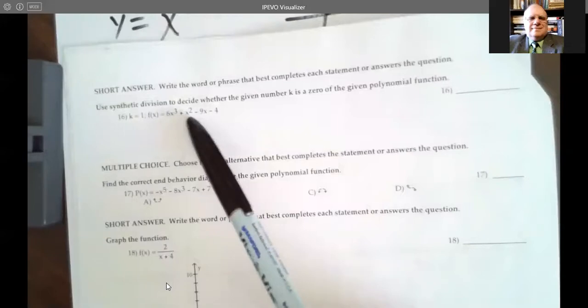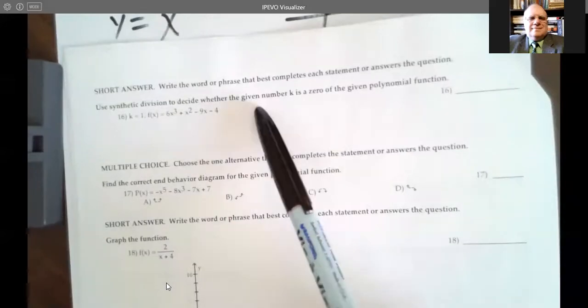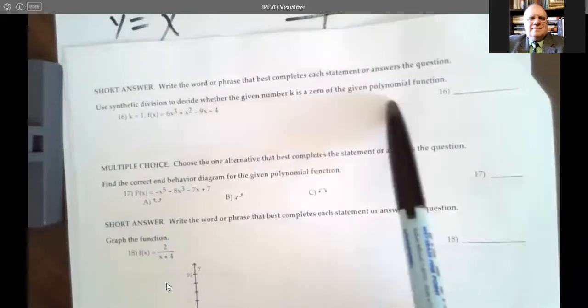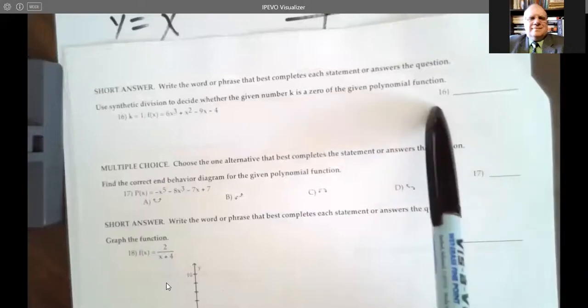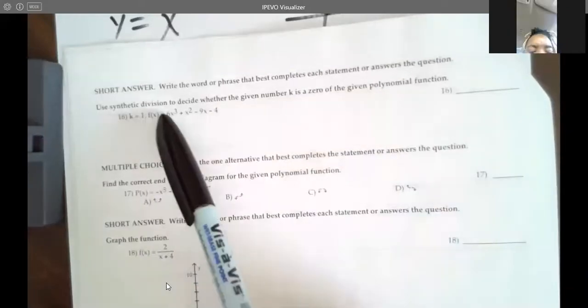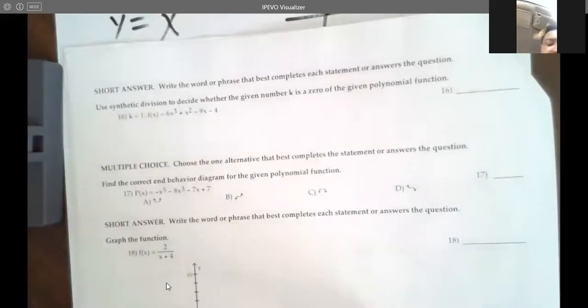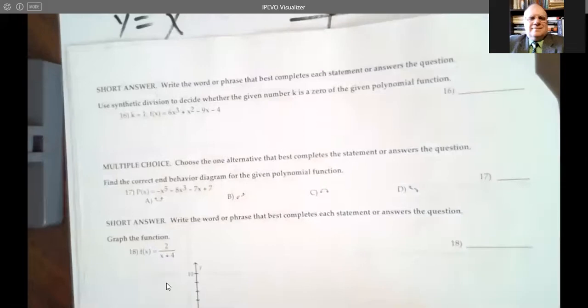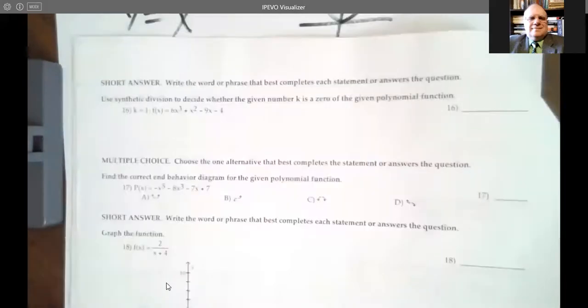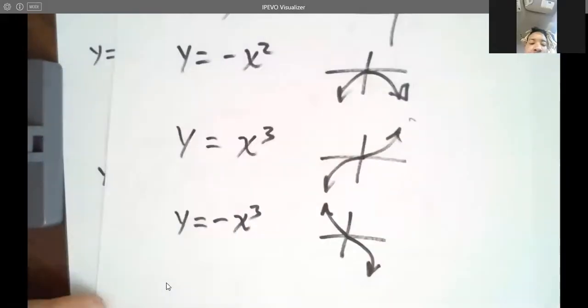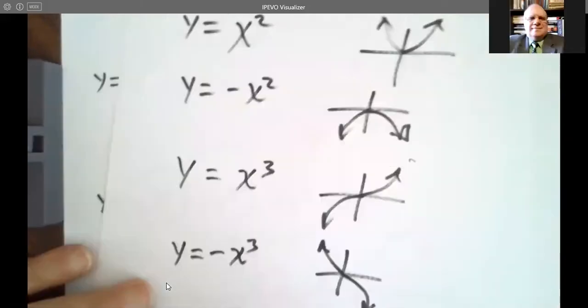Use synthetic division to decide whether the given number is a zero. But can we look at 18 real quick before we go? Okay, so let's look at the parent graph for a reciprocal function.